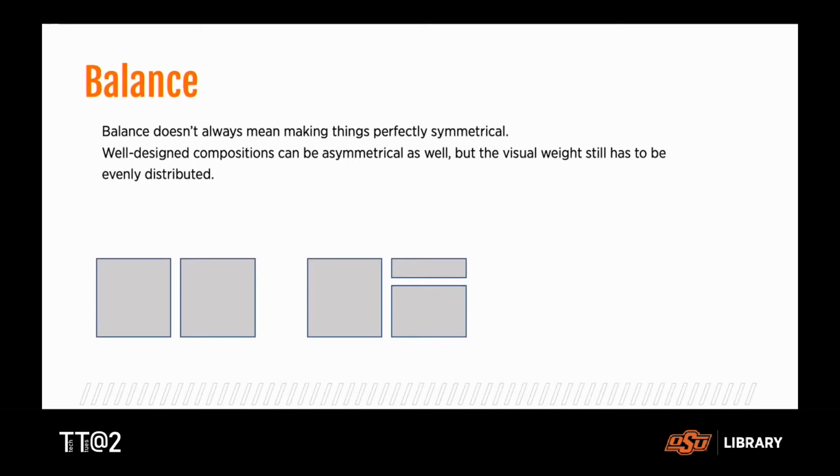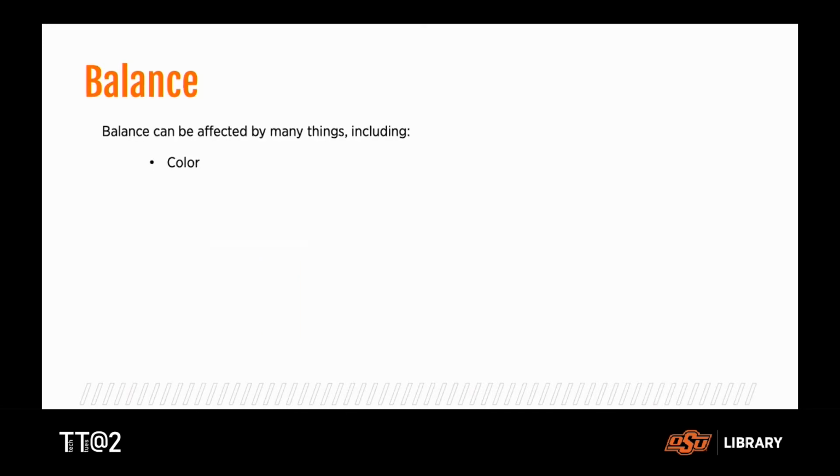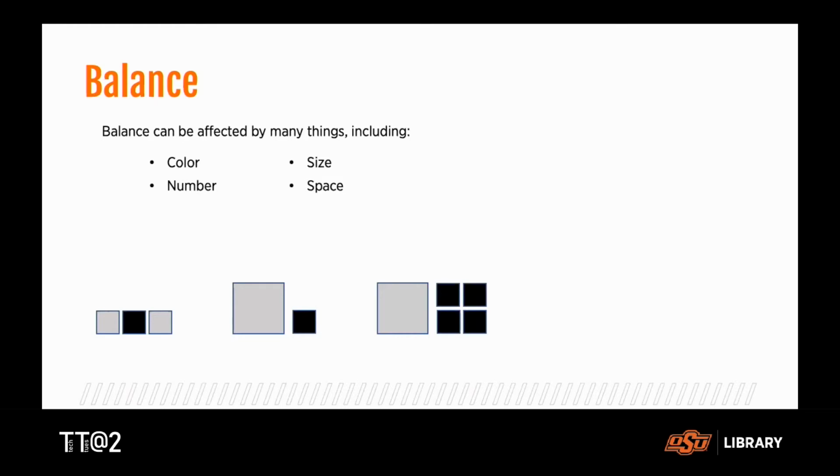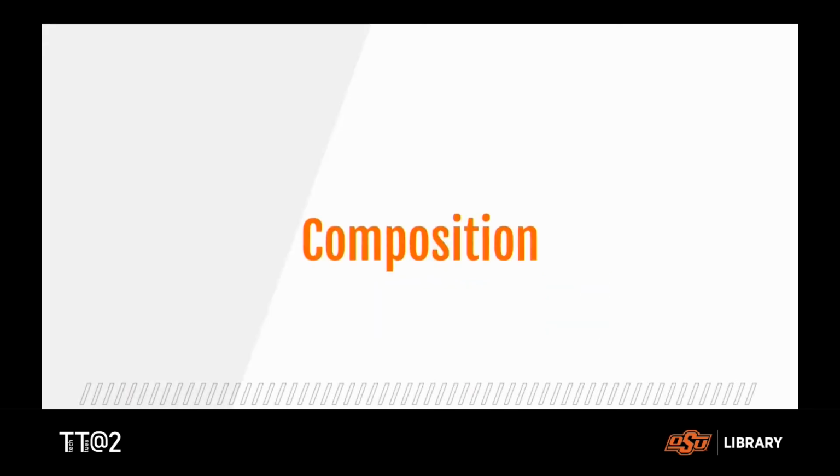Balance can be affected by many things, including color, size, number, and space. These groupings of things are called your composition, sort of. Which leads me to my next point, composition.